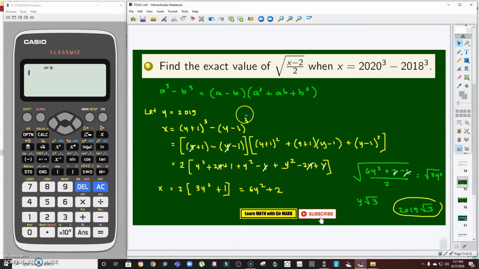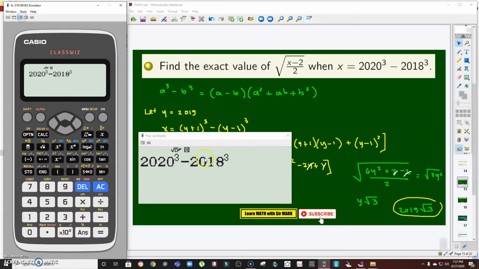Now, our objective is how we are going to effectively use this technology, Classwiz, to check whether our answer is correct or not. What I'm going to do here is assign this value, 2020 raised to 3 minus 2018 raised to 3, to x. That is 2020 raised to 3, minus 2018 raised to 3.